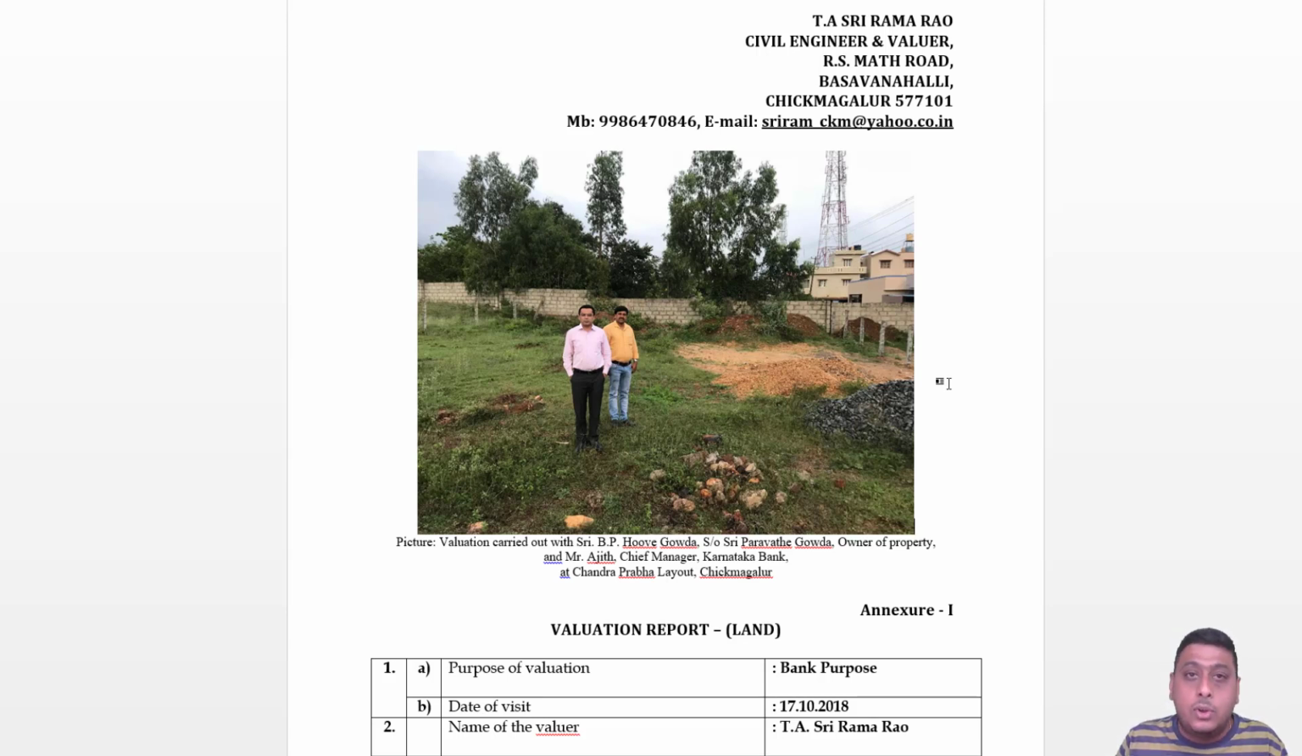So when we go for a valuation as a bank panel valuer, two important persons are required: one is the owner and another is the bank official. The bank official is compulsory to be present on the site. That is the first criterion.